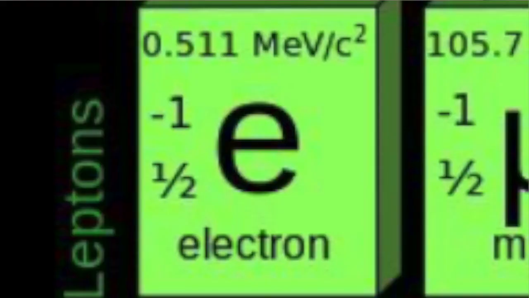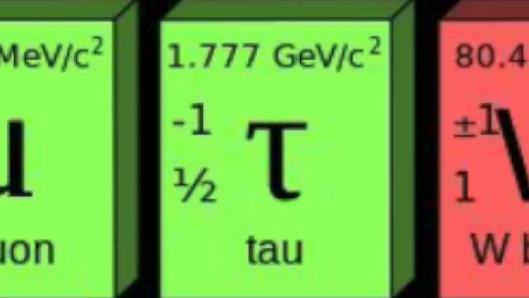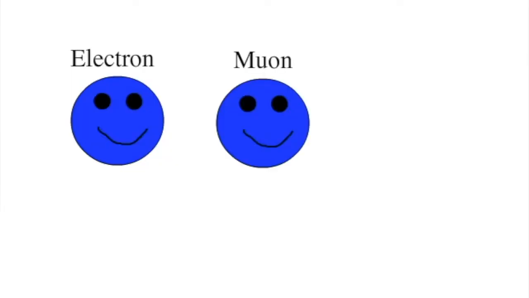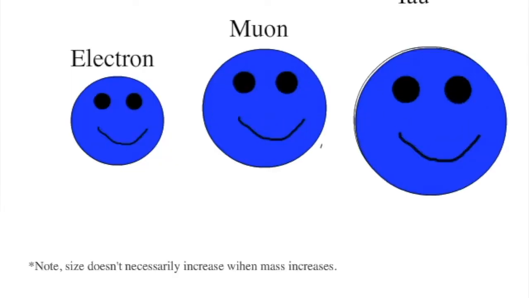Leptons also consist of 6 types of particles. The electron, muon, and tau. Right above them is the electron neutrino, muon neutrino, and tau neutrino. The electron, muon, and tau are essentially the same, but their masses are different. Just wait a second, what's a neutrino?